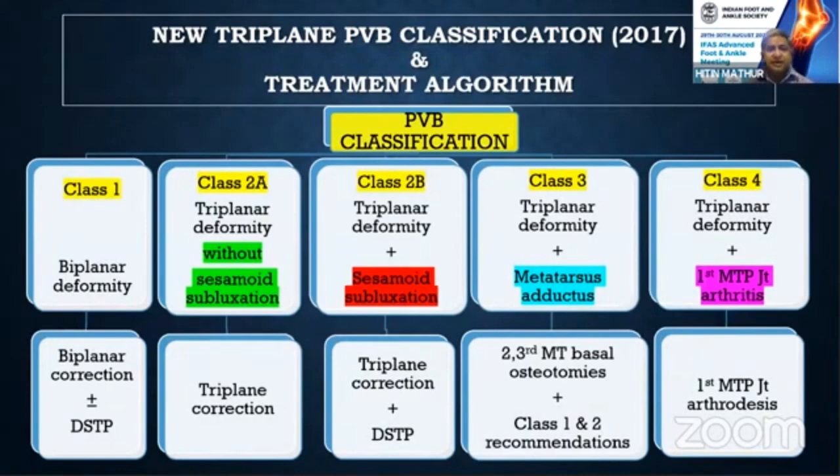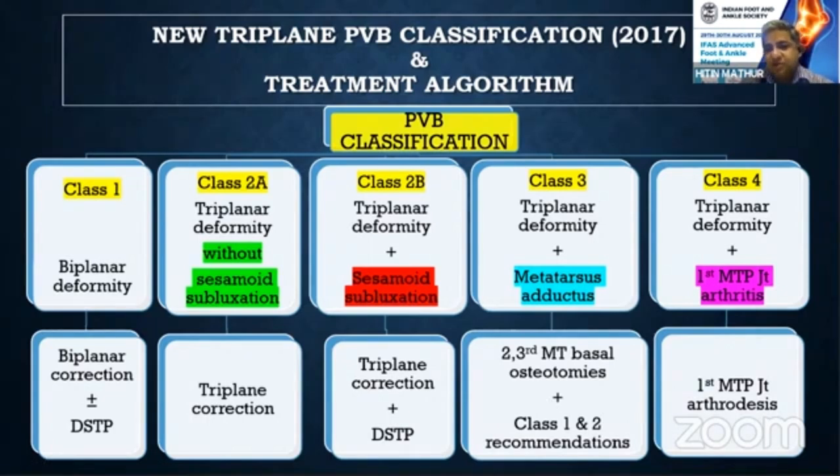In 2017, a new triplanar classification was offered by the working group, and they divided hallux valgus into four classes. Class 1 was the traditional biplanar deformity, which was treated in the traditional way, and classes 2 to 4 were triplanar deformities, which they proposed. Class 2 was subdivided into patients who had a sesamoid subluxation and those who did not. Patients who had a triplanar deformity with a sesamoid subluxation underwent a distal soft tissue procedure along with a triplane correction, whereas those without had a simple triplane correction.